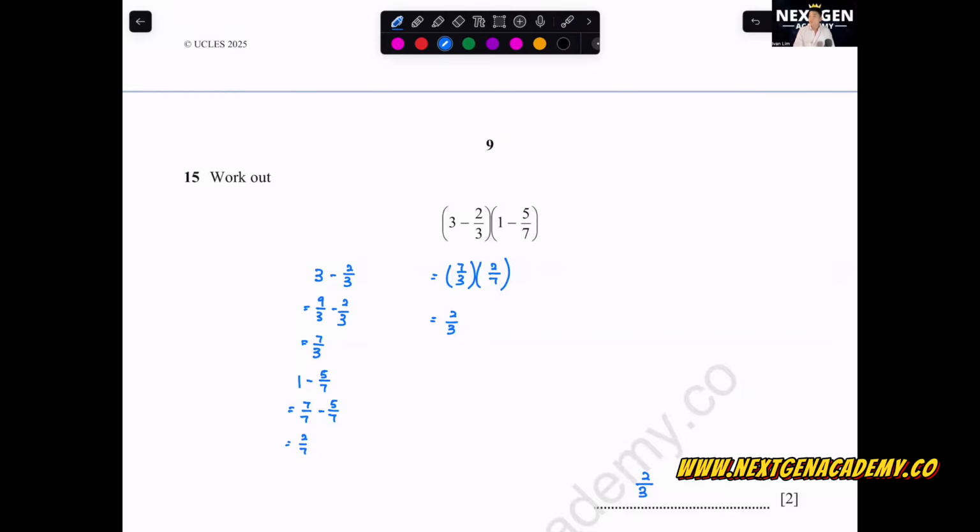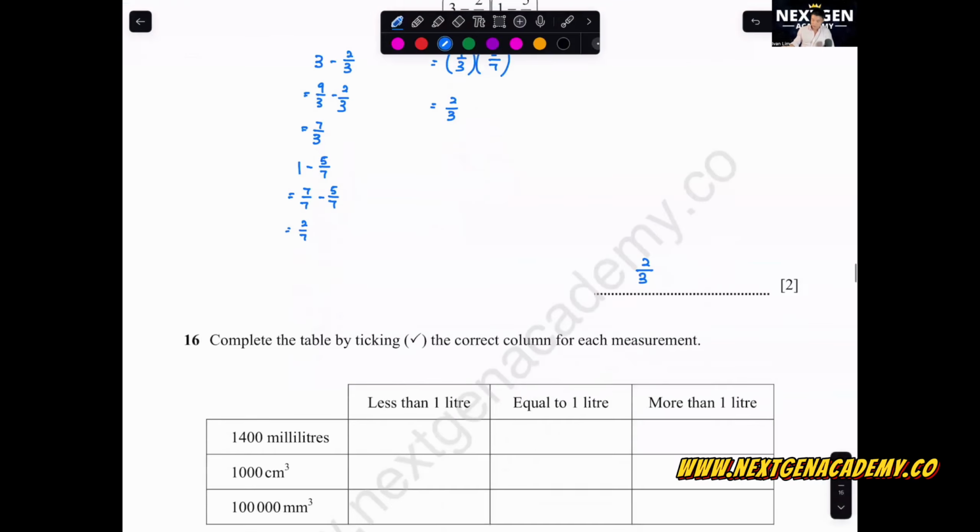I don't know what you all got just now. 3 minus 2 over 3. I think you all saw it as 1 minus 2 over 3. That's why you all say it's 1 over 3, right? Careless mistake. It should be 3, which is 9 over 3. Just be careful when you all calculate questions like this.